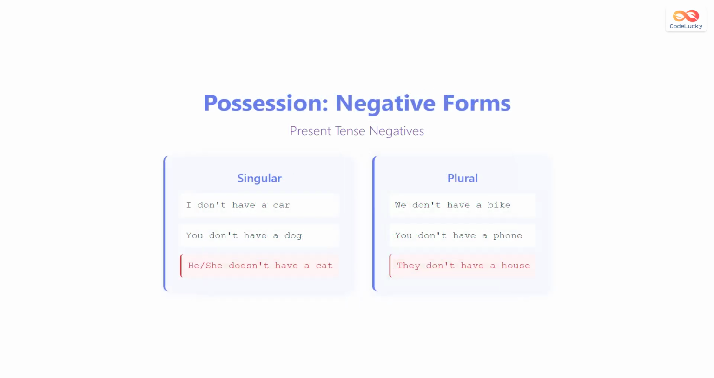To make negative sentences with the verb to have, we use do not or does not. For most subjects, we say do not have. I do not have a car. You do not have a dog. We do not have a bike. You do not have a phone. They do not have a house. However, for he, she, and it, we use does not have instead. He does not have a cat. She does not have a bike. It does not have a screen. This is the only time we use does not with to have in the present tense.